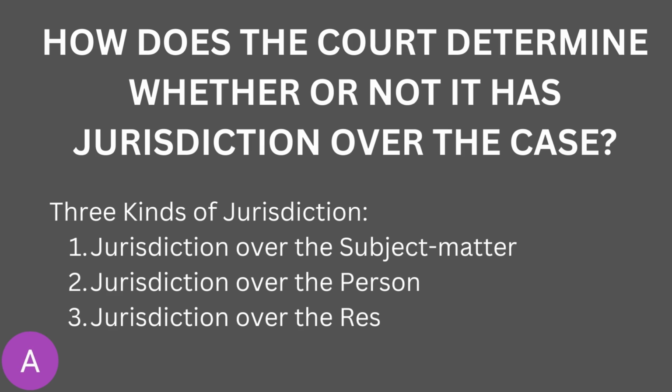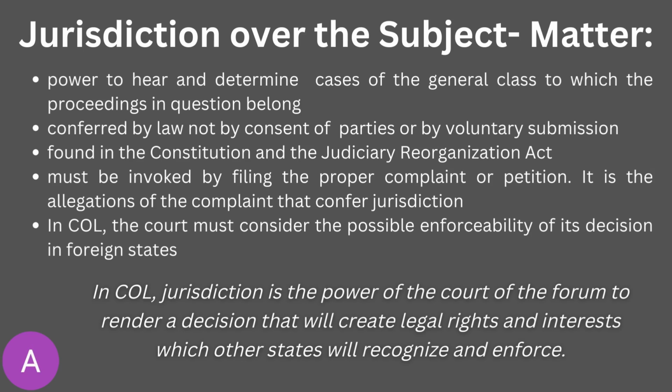How does the court determine whether it has jurisdiction over the case? There are three kinds of jurisdiction: jurisdiction over the subject matter, jurisdiction over the person, and jurisdiction over the res. Jurisdiction over the subject matter.